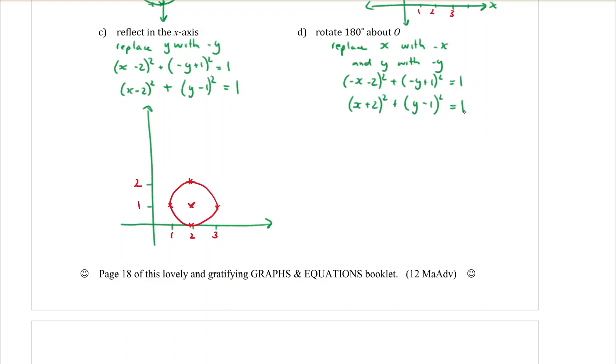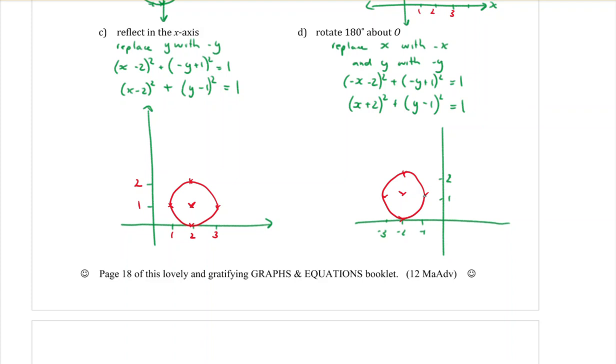What's the center? -2. Yes. -2, and 1. So center is -2, +1. One up, one down, one left, one right, and we have a nice circle. Okay, not too bad? Everyone following along?